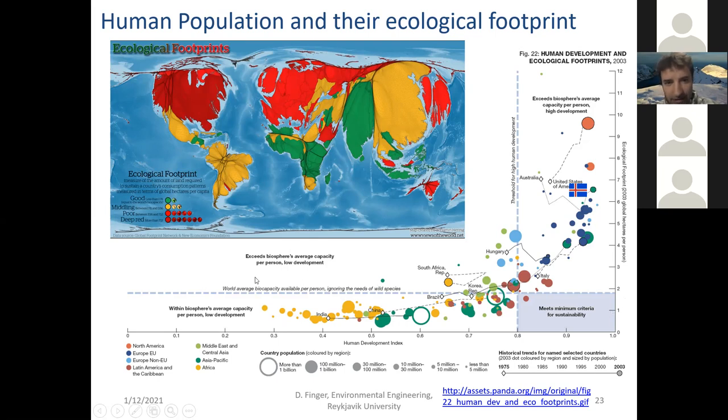Obviously, this is without taking into account that you still need to leave some resources available for the wilderness. So if you want to preserve parts of the world also as wilderness, then according to this Ecological Footprint Society, you would need to be below one to also preserve some of the wilderness in the area. So it would be even more tricky to reduce the ecological footprint further down.